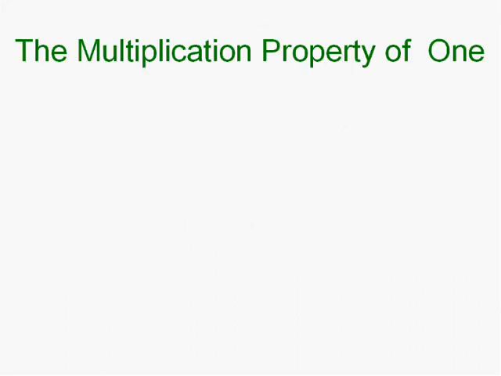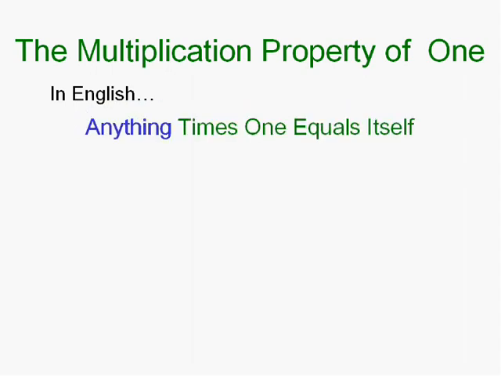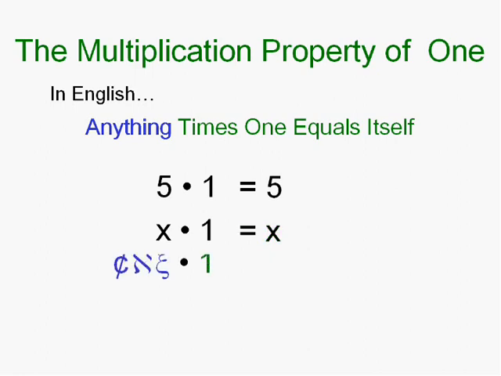The second property of multiplication is the property of 1. When we talk about multiplying by 1, anything times 1 is going to equal itself. So 5 times 1, of course, equals 5. X times 1, don't let it scare you, is going to equal x. Even a number I don't even know what it is, if I multiply it by 1, I get itself. Okay, that's 2 down.